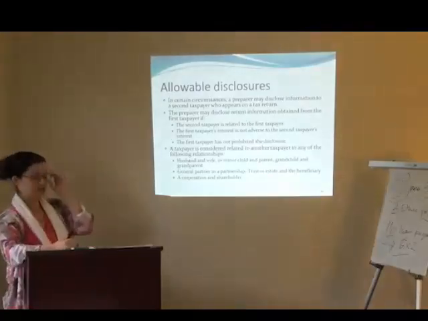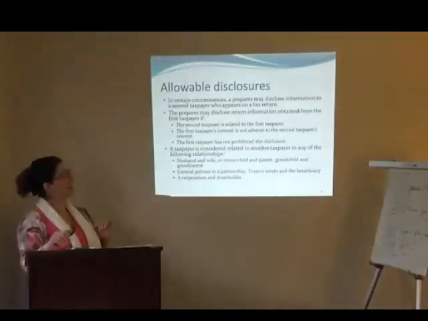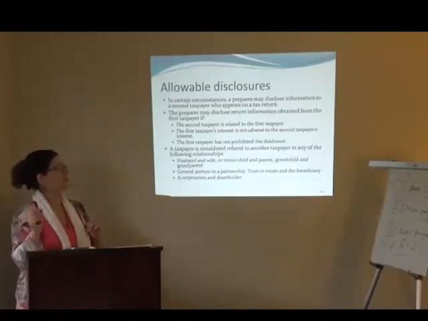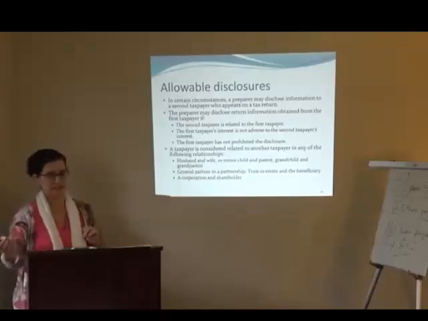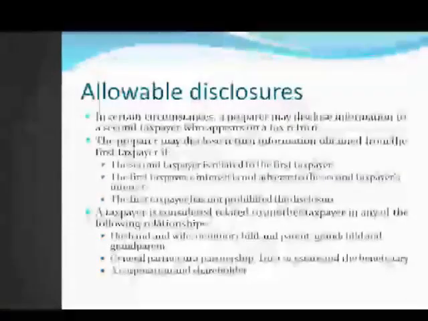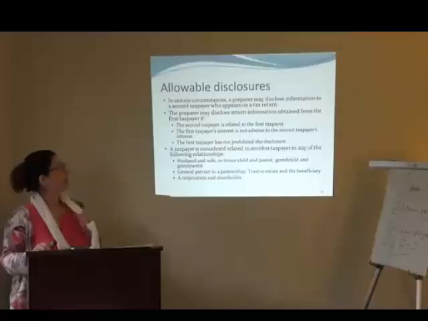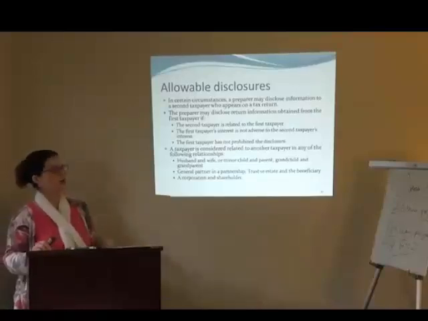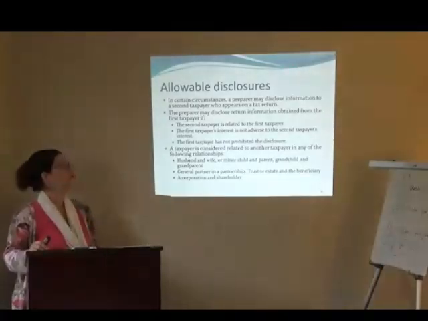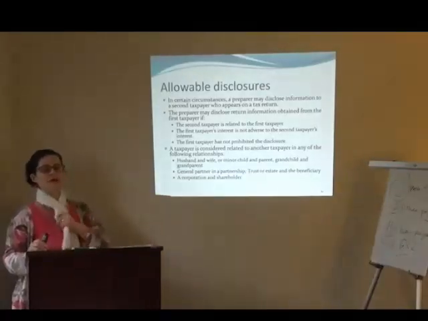But if it's just taxpayers, you are allowed to disclose if the second taxpayer is related to the first taxpayer, if the first taxpayer's interest cannot be adverse to the second taxpayer's interest. A lot of times you have a situation like that when you've got two MFS returns. They can be married, but one disclosure could be adverse to the other party, and then you've got to tread lightly. The first taxpayer can also prohibit the disclosure, and I've had that too, where the wife didn't want the hubby to know about her little problem that she had on the side with gambling.